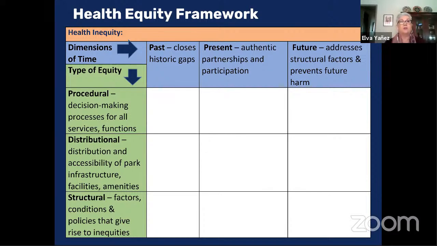The framework prompts users to specify the nature of the inequity at hand. Is it procedural, distributional, or structural in nature? Users are then prompted to identify actionable and sequential strategies that are aligned with the domains of time, past, present, and future, that would ultimately reverse these inequities. We'll be distributing the framework tool as a follow-up to our webinar.